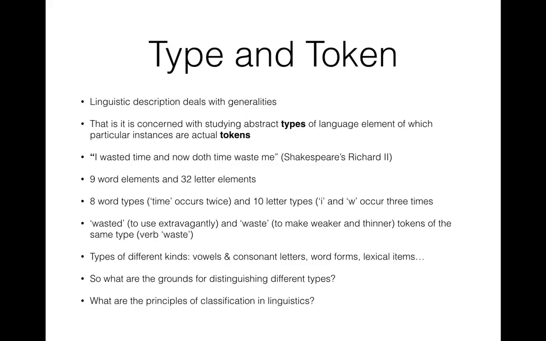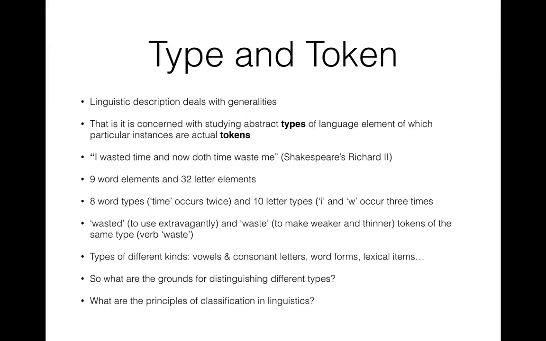I give you time, but do not waste time. You can do this later on and count them by yourselves. So if you count the words, nine word elements, and if you count the letters, 32 letter elements. But if you go deeply into the quotation, you are going to find that there is one word that is repeated. What is it? Time. And there are some letters that are repeated.